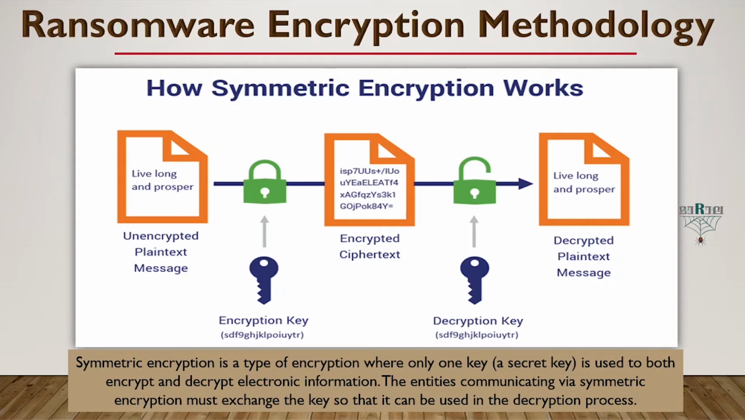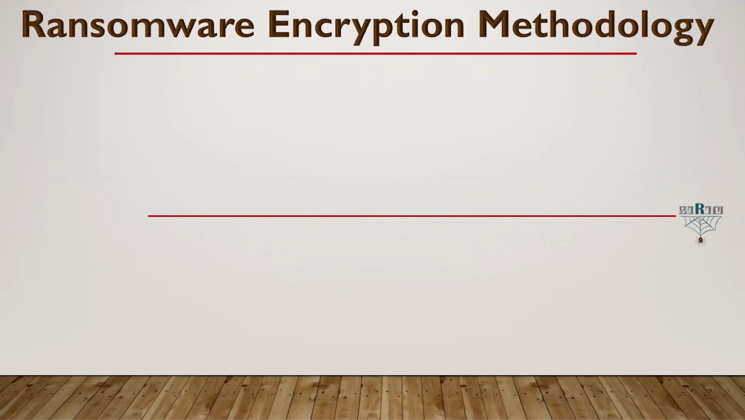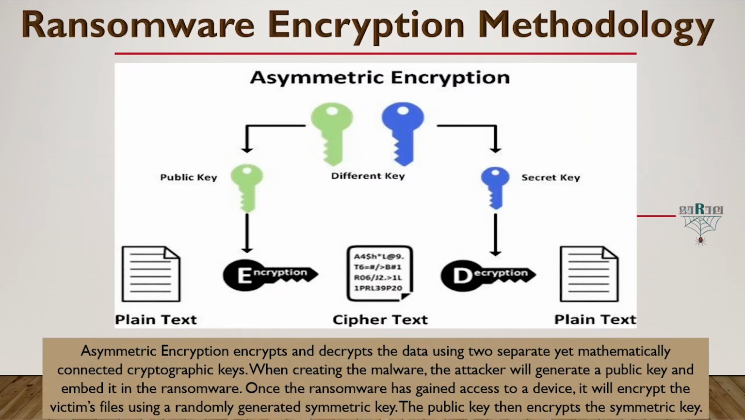Newer, more advanced ransomware will use asymmetric encryption. This type of encryption uses a combination of symmetric and asymmetric encryption methods in order to make it harder to decrypt ransom files. In this case, when creating the malware, the attacker will generate a public key and embed it in the ransomware. Once the ransomware has gained access to a device, it will encrypt the victim's files using a randomly generated symmetric key. The public key then encrypts the symmetric key.